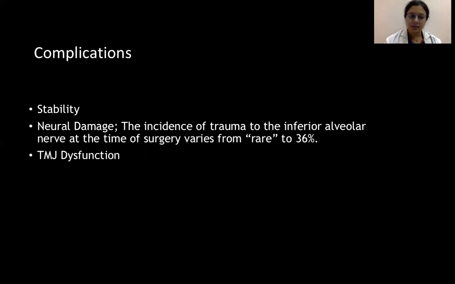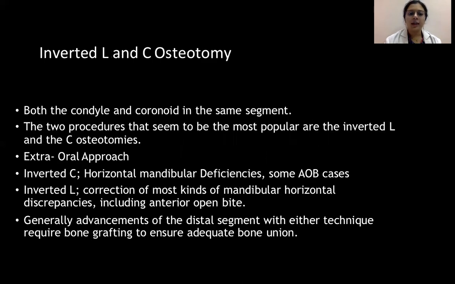Complications, again: stability, TMJ dysfunction, and neural damage. There can be damage to the inferior alveolar nerve, which is a little rare. Inverted L and C osteotomy, both with the condyle and coronoid in the same segment. The two procedures that seem to be the most popular are the inverted L and the C osteotomies.